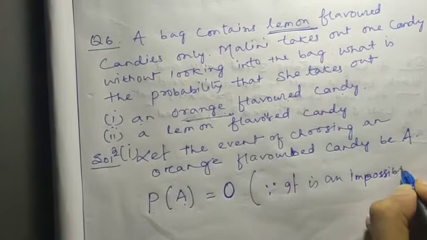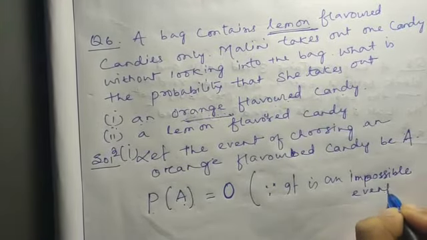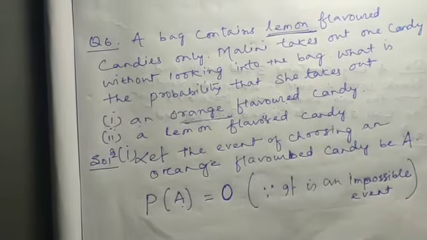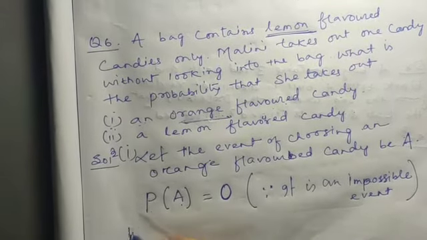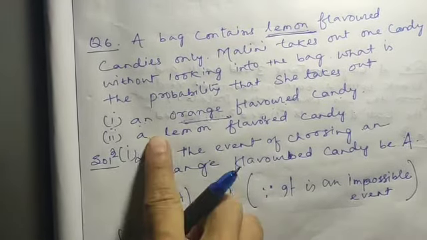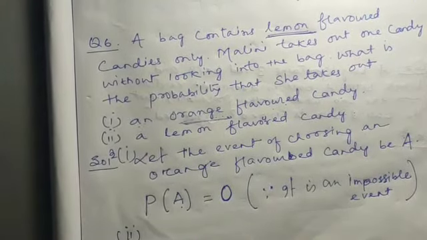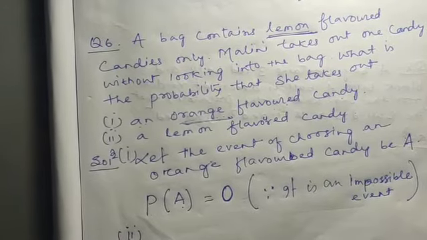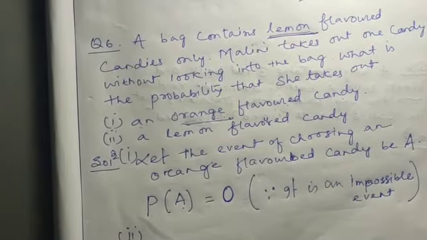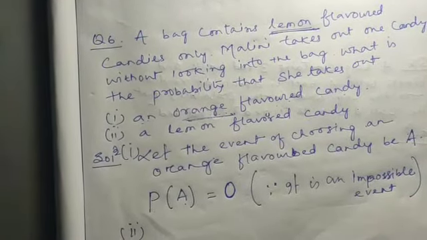Impossible event. Clear? Now see number 2 what it says. Number 2 says a lemon flavored candy. Okay, that is possible because in the bag lemon flavored candies are only there and she is trying to find out the lemon flavored candy only, right?